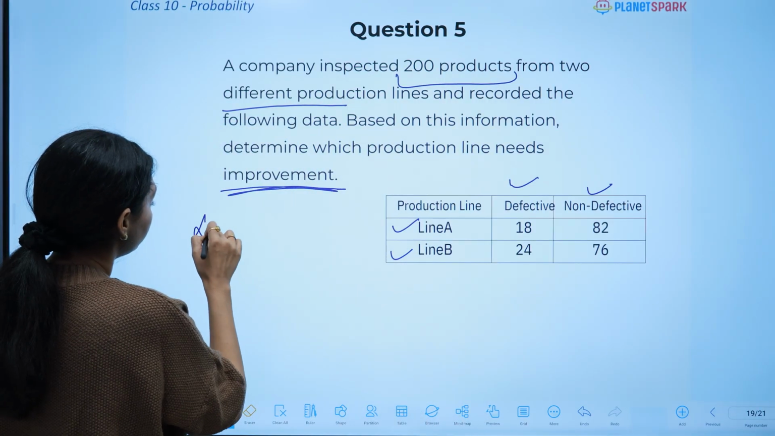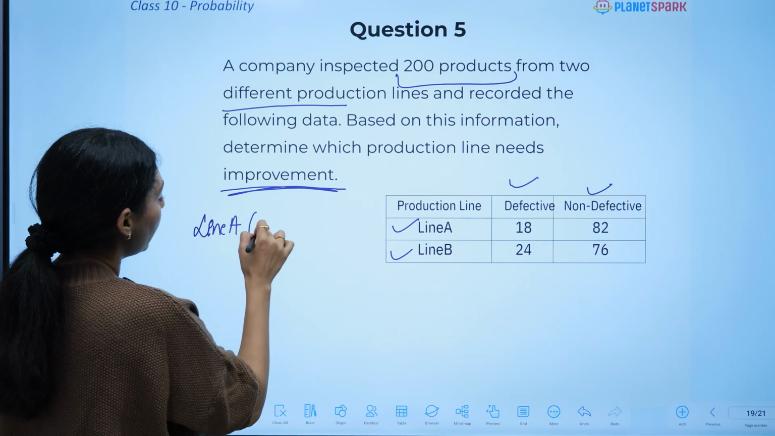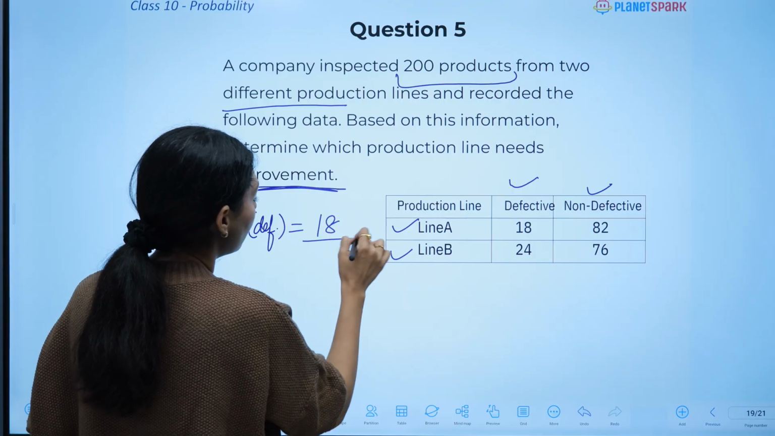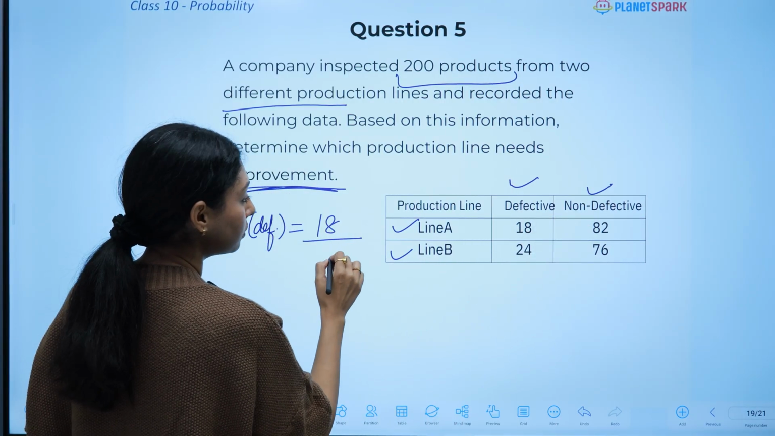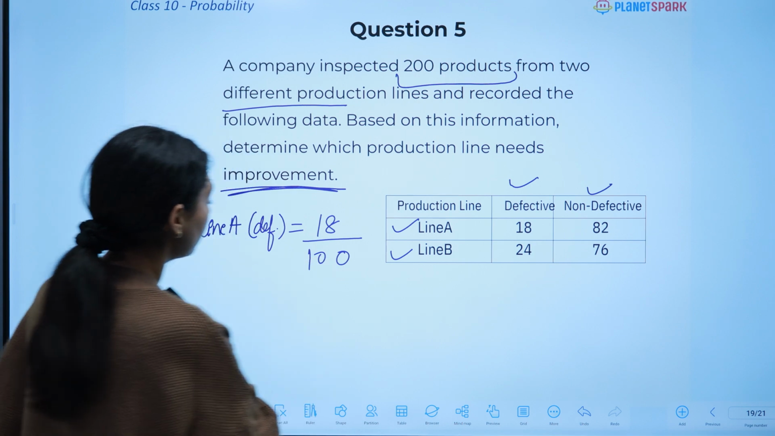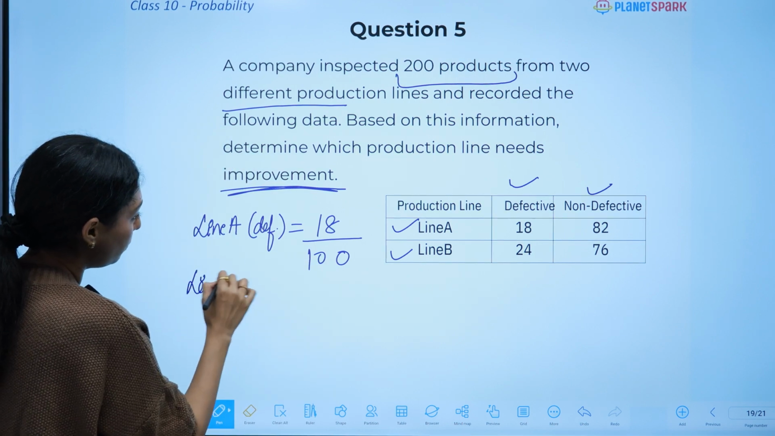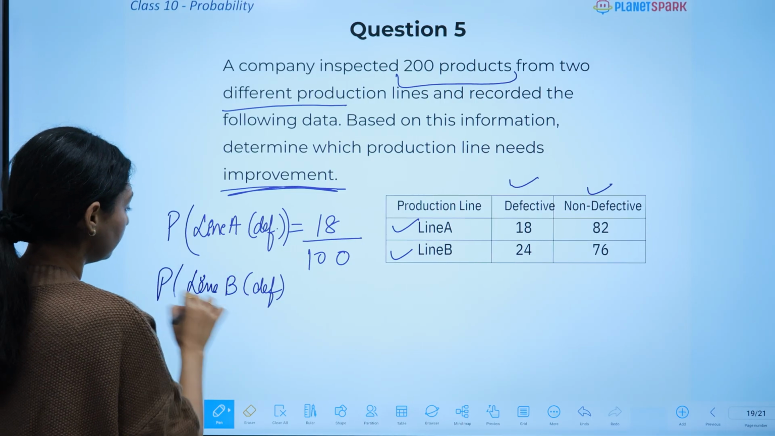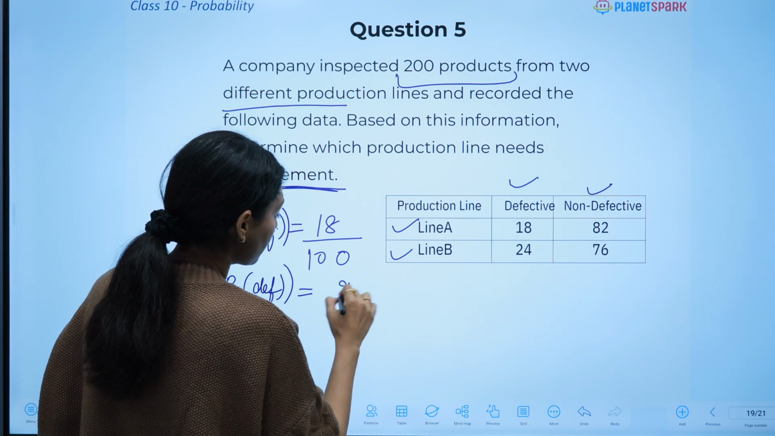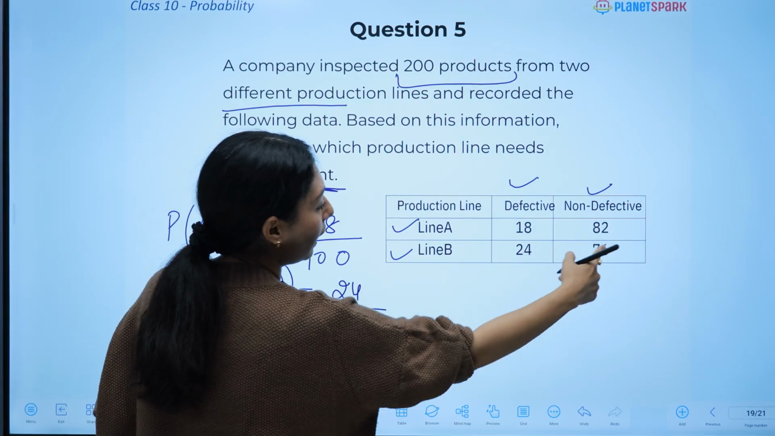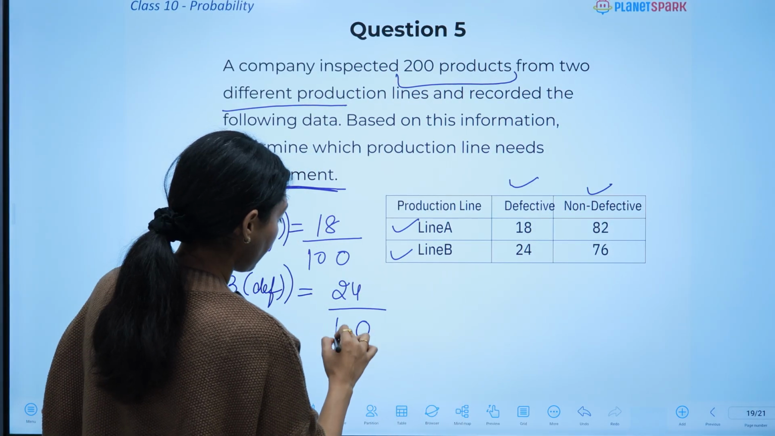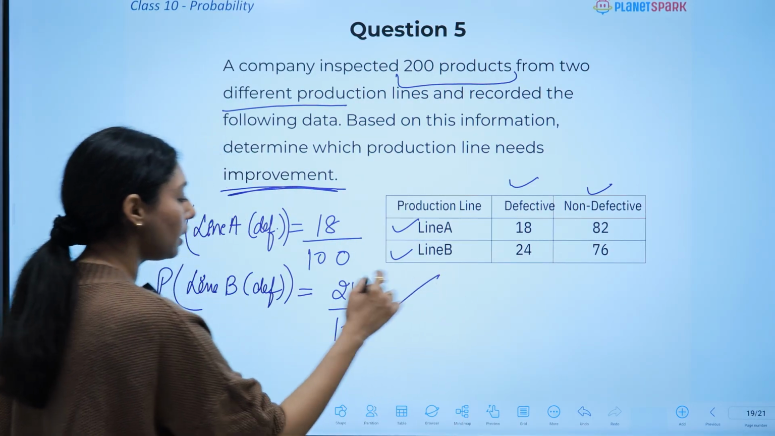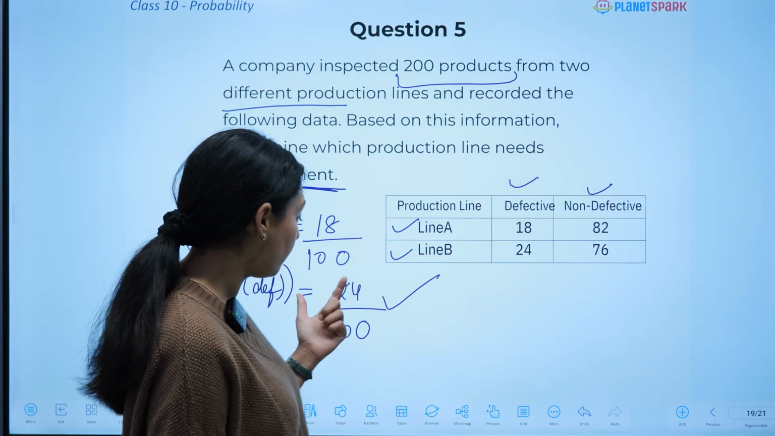So for line A, what is the probability of getting a defective item, everybody? Yes, defective item 18. Total number of items 18 plus 82, 100, right? That is the probability. In line B, what is the probability of getting a defective item? That is favorable outcomes, that means defective items 24. Total number of outcomes, add them, 100, right? So 18 over 100, 24 over 100. From here we can see कि यहाँ पे item के defective होने की probability ज़्यादा है. So यहाँ पे we need improvement.